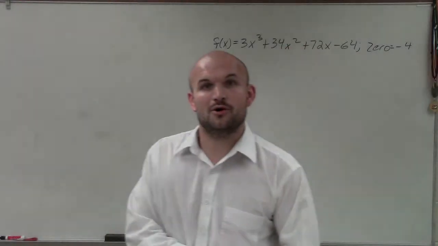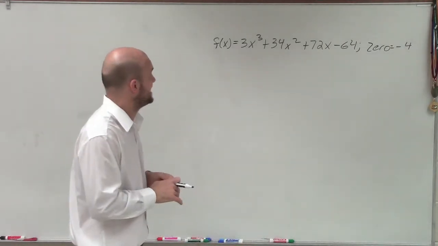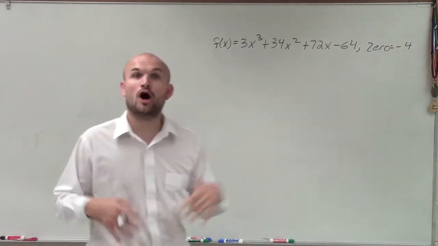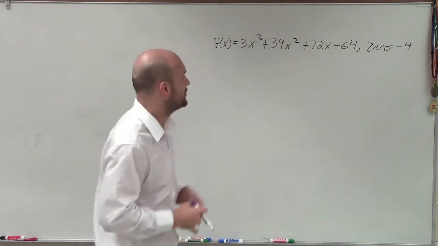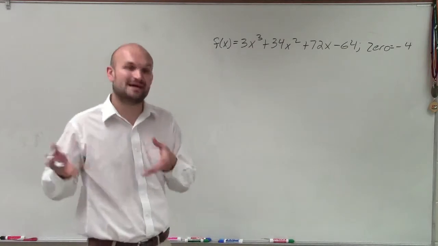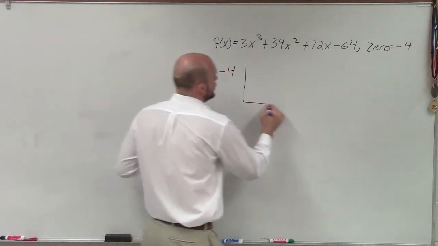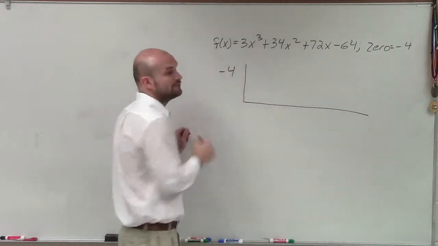Welcome, ladies and gentlemen. For this problem, when given a zero of -4, I'm going to determine all the remaining zeros. To do that, when I'm given a zero, I'm going to use synthetic division. So I'll set up synthetic division, and when we're using it, we make sure that we take our zero, if we were given a factor.